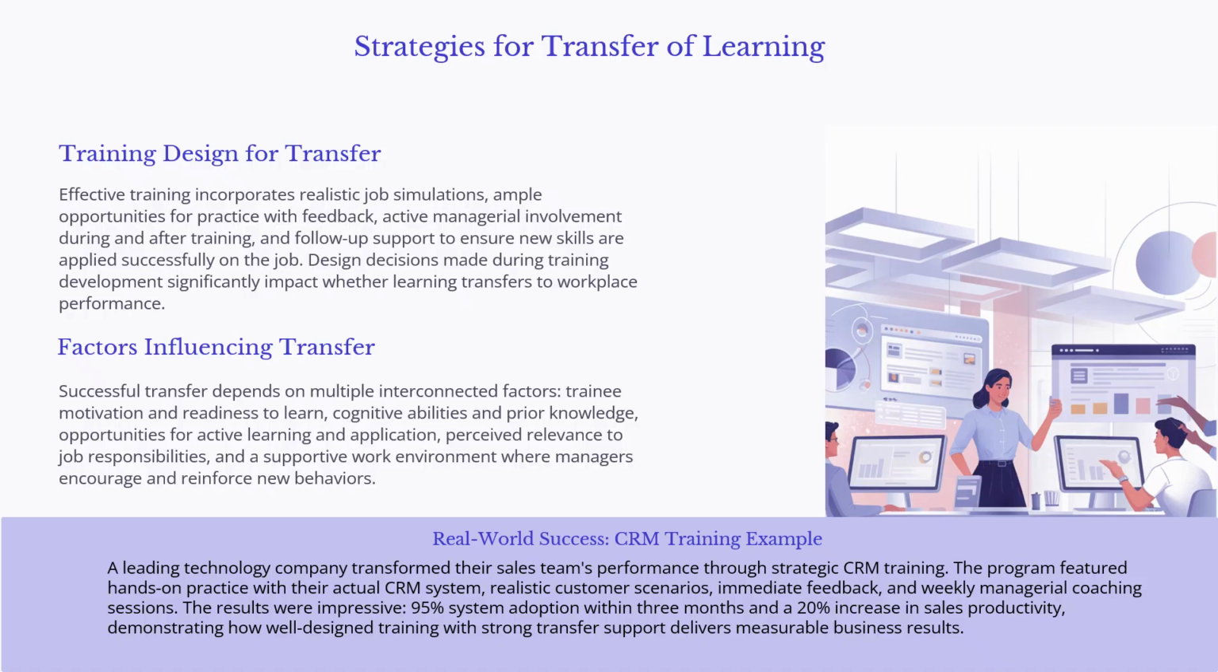And let's take a look at an example. A tech company rolled out a new CRM system, a customer relationship management system. It's how they track all of their clients and guests. They used hands-on training and weekly coaching. Within 2 months, the CRM adoption hit 95% and productivity rose by 20%.